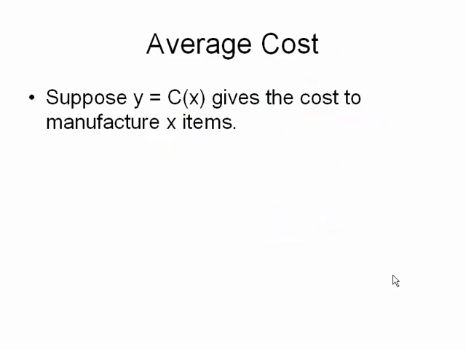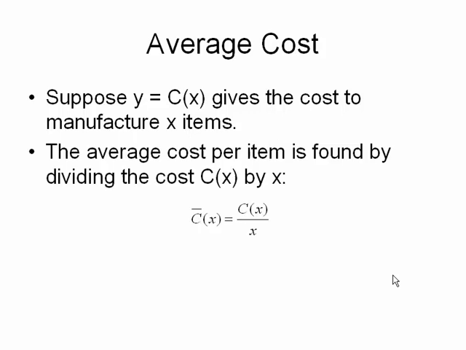So suppose y equals C of x gives the cost function to manufacture x items. This is the way we've been thinking about this in previous sections, so there's nothing new. The average cost per item is found by dividing the cost function C of x by x, and we denote it by C with a bar over it. Sometimes I'll say average cost, sometimes I'll just say C bar. But here it is, our cost function divided by x.